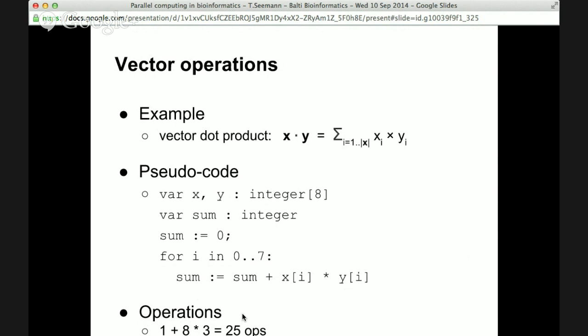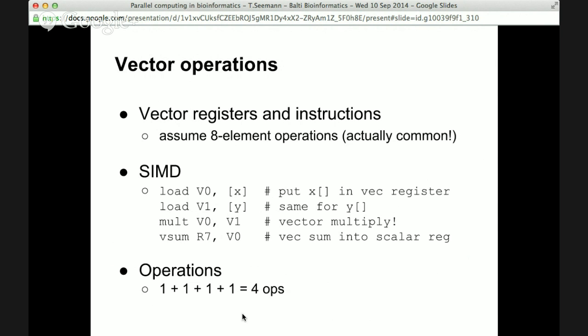So how can SIMD improve that? So SIMD, instead of operating on scalar registers, i.e.